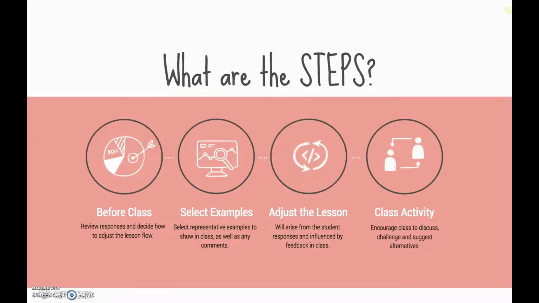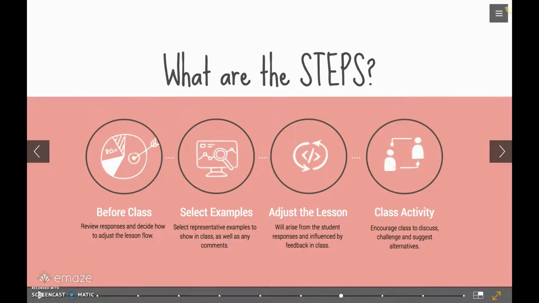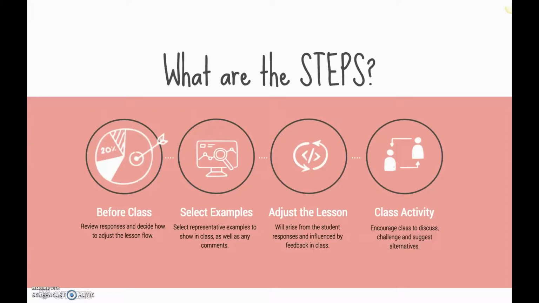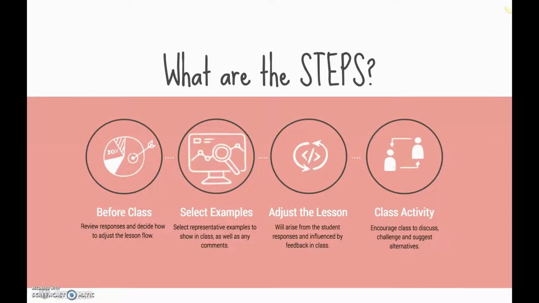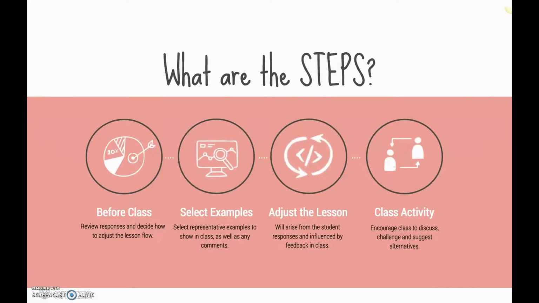So what are the steps? Before class, the instructor looks at the responses and decides how to adjust the lesson flow. Then the instructor selects representative examples to show in class, not ignoring the comments. The instructor is now ready to adjust the classroom activities or lesson flow and improvise if necessary. The flow is pretty much predetermined, but the words used in class will arise from the student responses and, most importantly, will be influenced by the feedback from the live class.